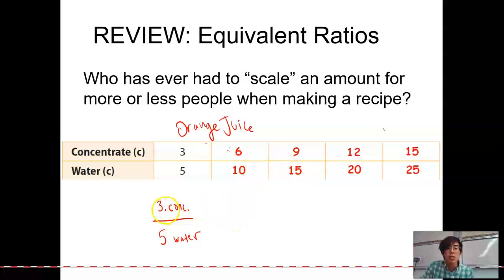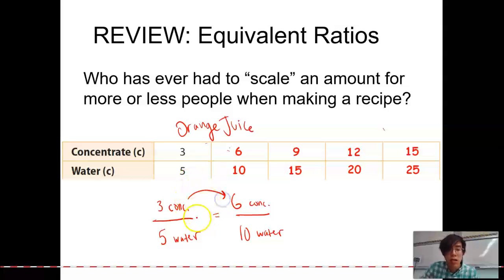So now I look at these different relationships right here, okay? Now let's ask, is 3 cups of concentrate for every 5 cups of water the same thing as 6 cups of concentrate for 10 cups of water? All right, these are different ratios, but are they actually the same value?